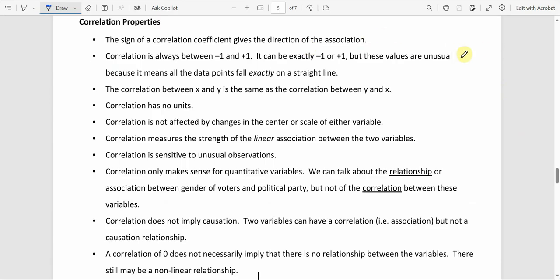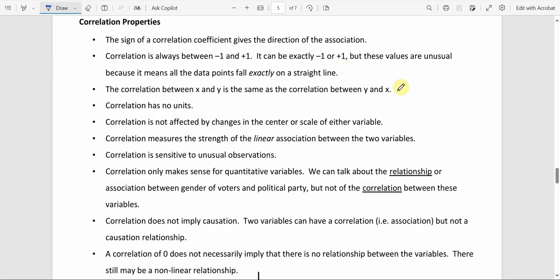The way that it's computed, it has to be between -1 and 1. In theory, you could get exactly -1 or exactly 1, but not in practice. I mean, in order to get a 1 or a -1, you have to get a perfect straight line, and the real world is a little bit messier than that, so you don't really see that in real life a whole lot.